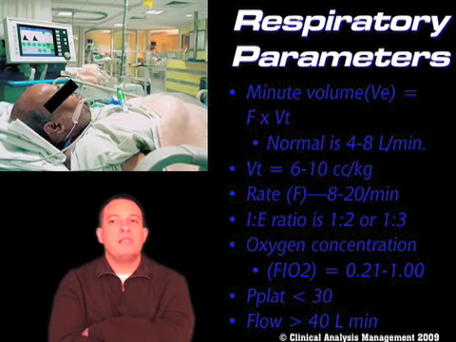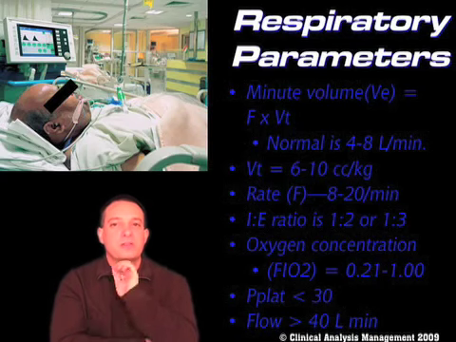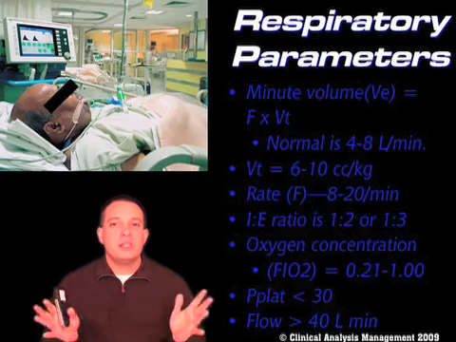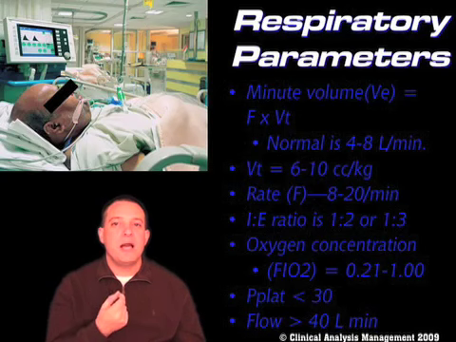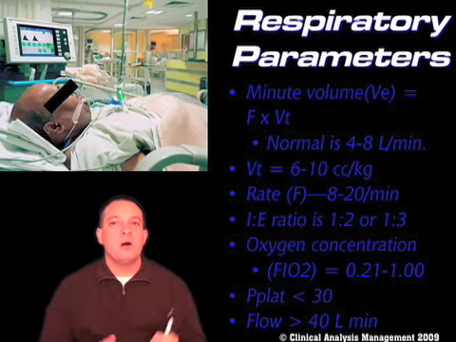Now, when we talk about the flow, remember that the faster the flow is, the more that's going to change your IE ratio. So for instance, if I take a flow and I make it faster, that means that my inspiratory time is going to be less because I'm putting in the same amount of air in a shorter period of time. Therefore, my expiratory time is going to be longer.